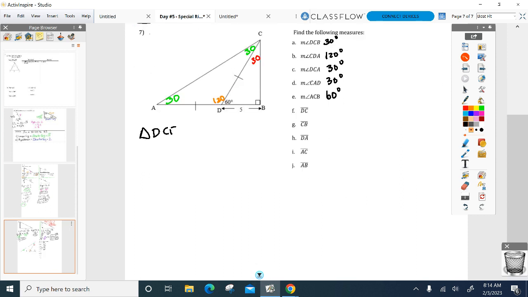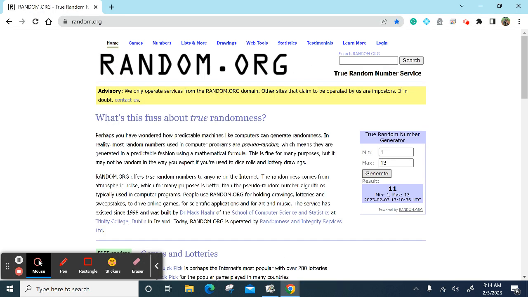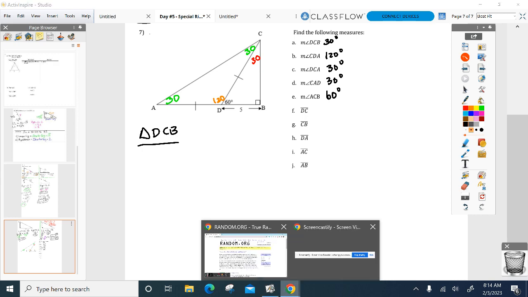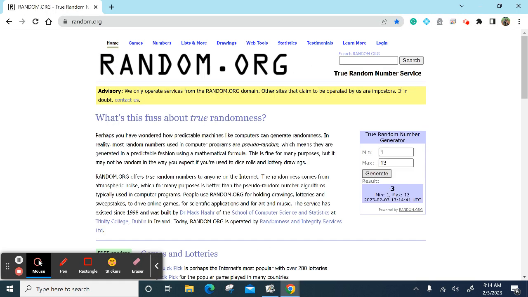Triangle DCB. What side am I given? Shorter leg, longer leg, or hypotenuse? Look at triangle DCB. What's that 5 represent? That's the what in that triangle? Shorter leg, because it's across from the 30. So we can find anything we want now. Your choice. Do you want to find the longer leg, or do you want to find the hypotenuse?